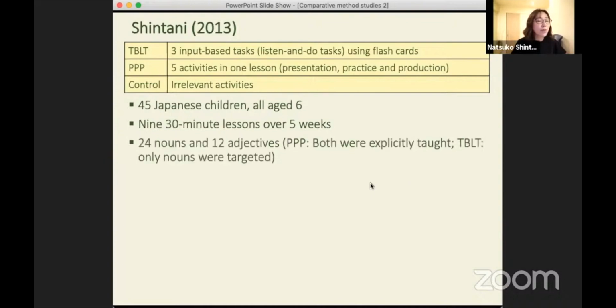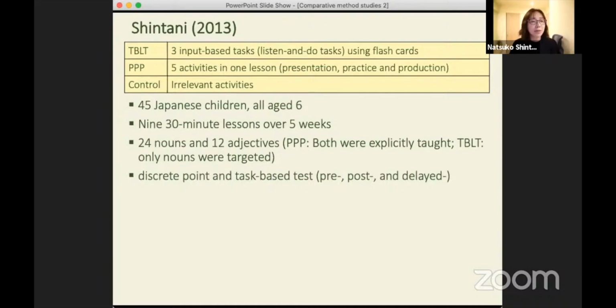Target vocabulary items were 24 English nouns and 12 English adjectives. They were introduced explicitly for the PPP group. For the TBLT group, nouns were targeted in the input-based tasks, but adjectives only occurred incidentally in the conversation, utterances of the teachers, and so forth. Both discrete-point tests in favor of PPP and task-based tests in favor of the TBLT group were conducted. The results suggested that for the nouns, both groups performed better than the control group, but there were no significant differences between PPP and TBLT.